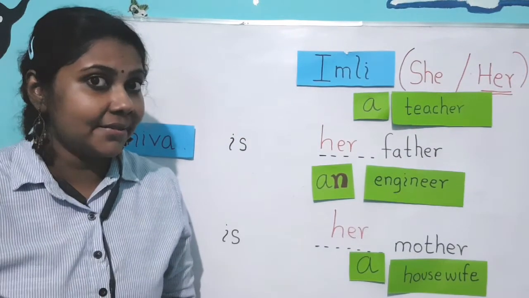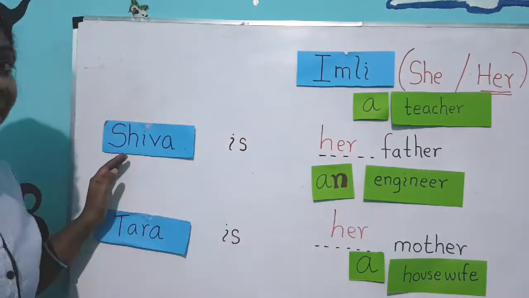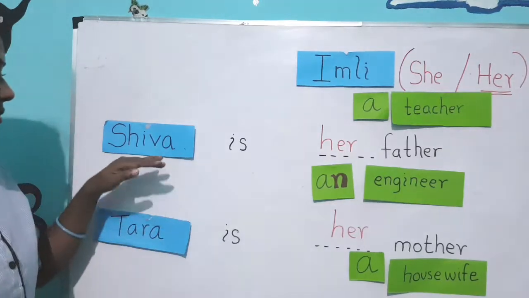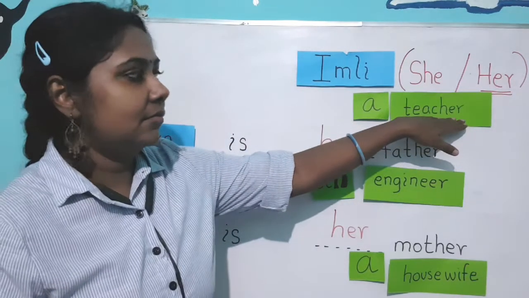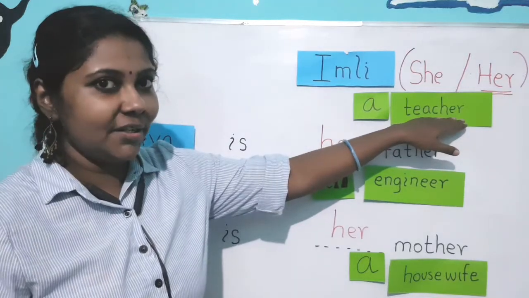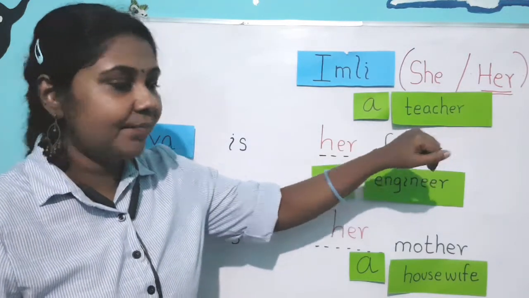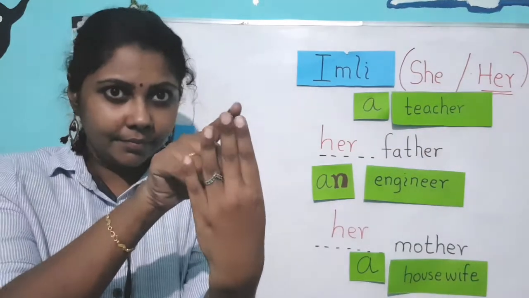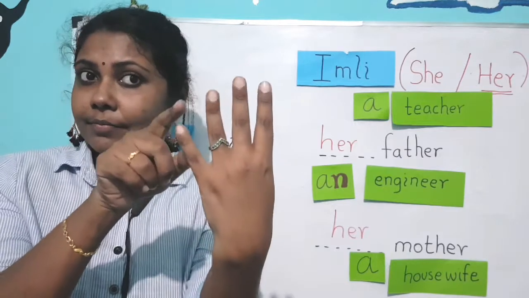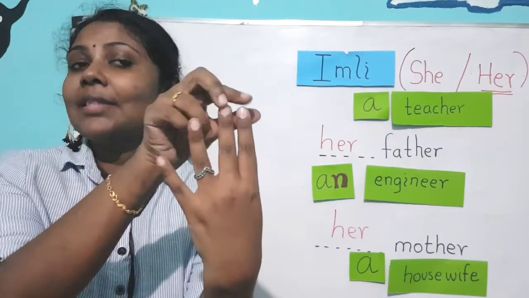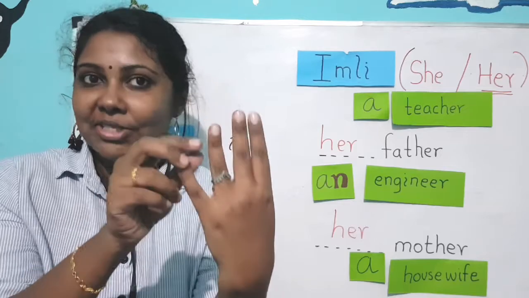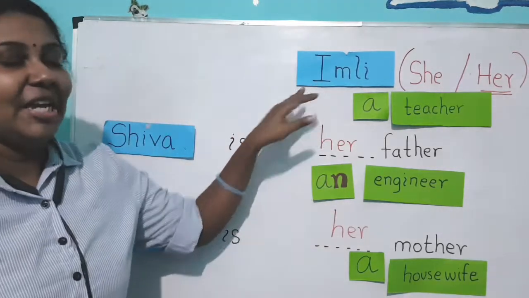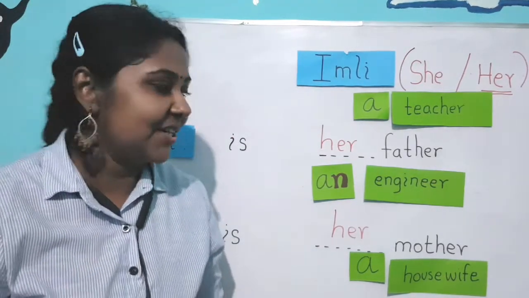Other exercise. Make a sentence. Emily, teacher, make a sentence. Emily is a teacher. Good.